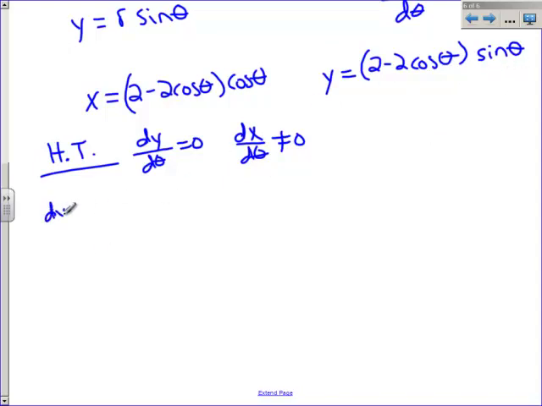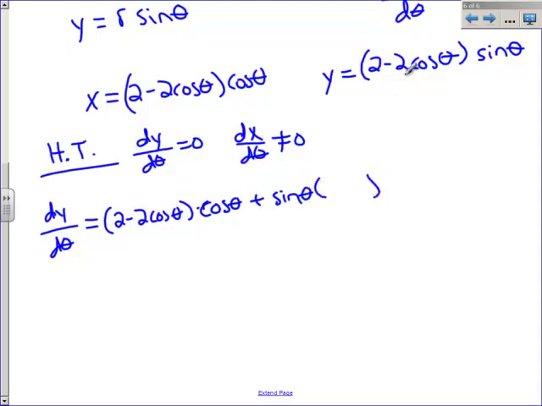So dy d theta is going to be, remember our product rule is the first times the derivative of the second, of course the derivative of sine is cosine, plus the second times the derivative of the first. Now the derivative of 2 minus 2 cosine theta, of course the derivative of 2 is 0. The derivative of the negative 2 cosine theta, we can just let the negative 2 stay there and take the derivative of cosine. Derivative of cosine is negative sine, so that makes that negative 2 cosine theta equal to 2 sine theta. The first times the derivative of the second plus the second times the derivative of the first.